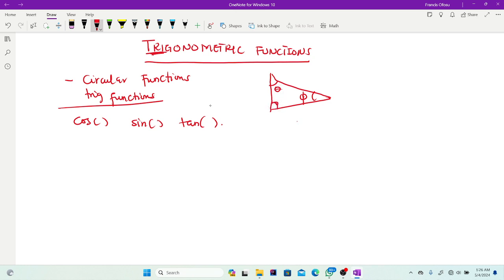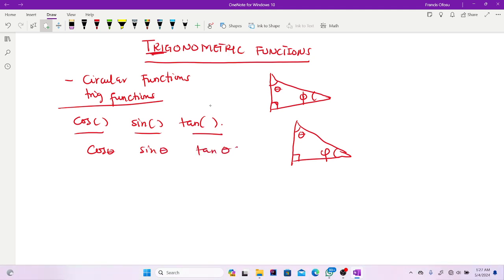As I was saying, trigonometric functions are simply the functions of the angles in a triangle. We normally use a right angle triangle as our point of reference. So it has a 90 here, there is a theta here, then there is a phi. So we have cosine, sine, and tan. You can have tan theta, sine theta, or cos theta.